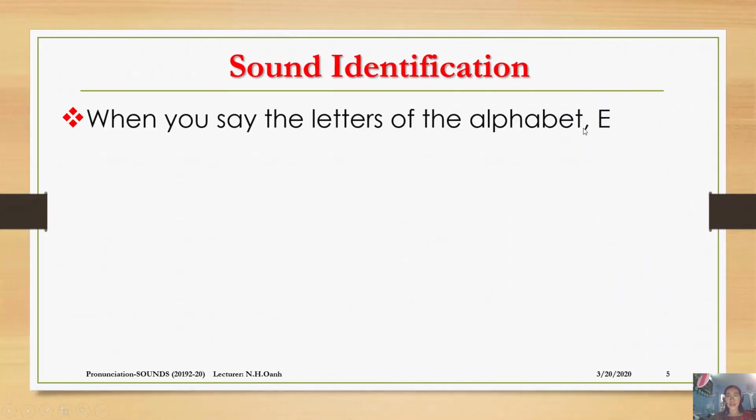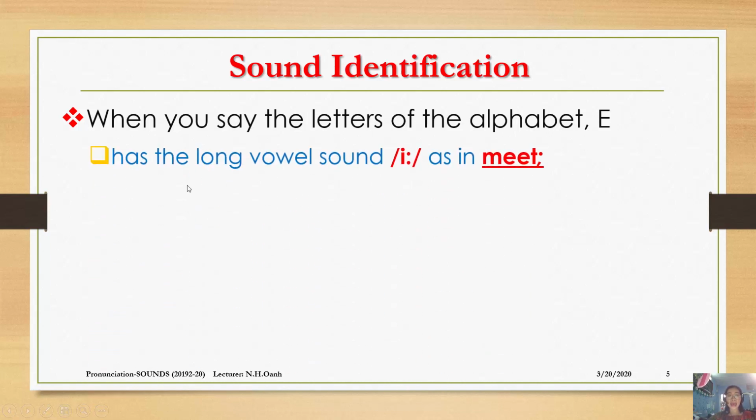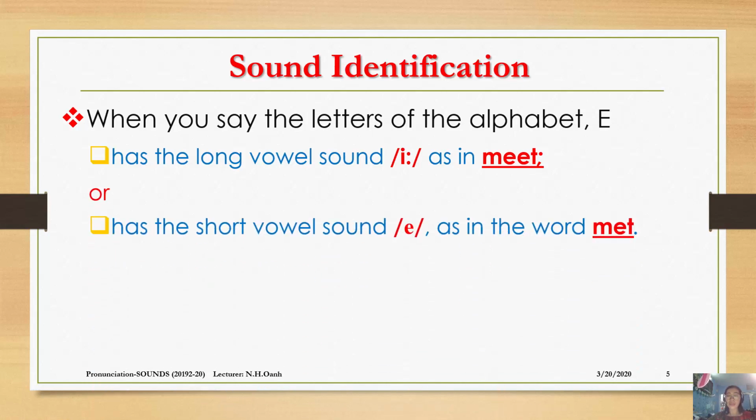When you say the letters of the alphabet, the letter E has the long vowel sound E as in meat. However, the letter E can also have the short vowel sound A as in mat.